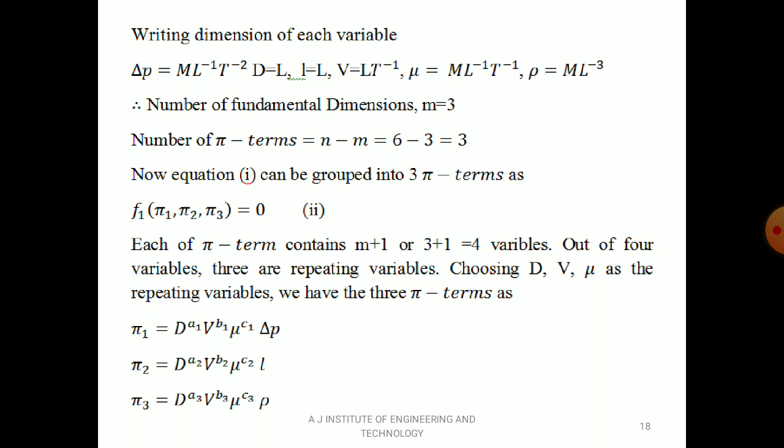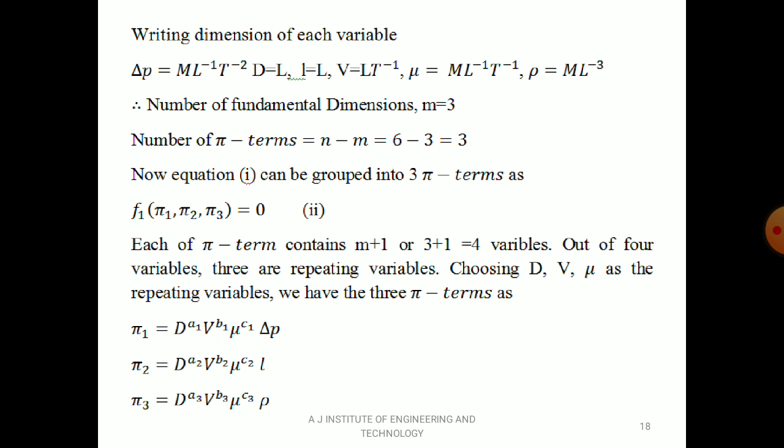So now the equation can be grouped into 3 pi terms as f1 of pi 1, pi 2, pi 3 equal to 0. Because from the Buckingham Pi theorem, the number of dimensionless terms equals n minus m. So n minus m means 6 minus 3, that is equal to 3. So 3 pi terms you are going to get. Each pi term contains m plus 1, or 3 plus 1 variables. So out of 4 variables, 3 are repeating variables, where 3 is the number of fundamental dimensions. So the number of repeating variables should be equal to the number of fundamental dimensions.